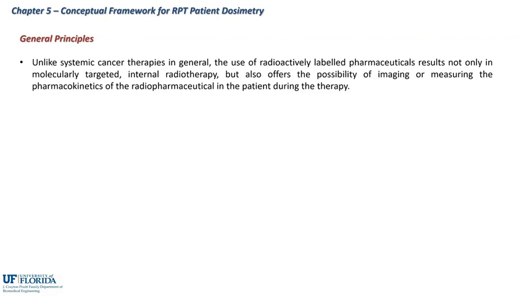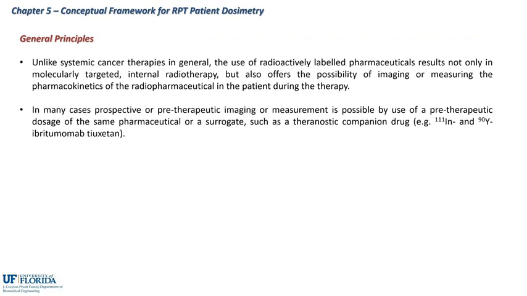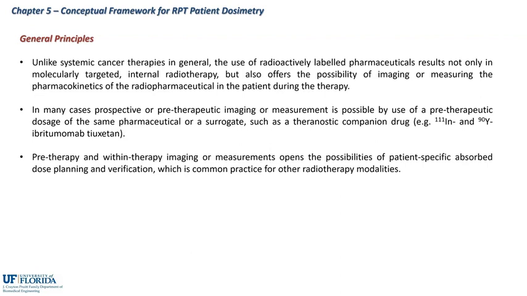Unlike systemic cancer therapies, in general, the use of radioactively labeled pharmaceuticals results in not only molecularly targeted internal radiotherapy, but also the possibility for imaging and measuring the pharmacokinetics of that pharmaceutical. In the case of prospective or pre-therapeutic imaging or measurement, it's possible by use of a pre-therapeutic dosage of the same pharmaceutical or a surrogate via a theranostic companion drug. A good example would be yttrium-90 labeled therapy, where we do the biokinetics by labeling with indium-111. Pre-therapy and within-therapy imaging and measurements open the possibilities for patient-specific absorbed dose planning and verification, which is common practice for other radiotherapy modalities.